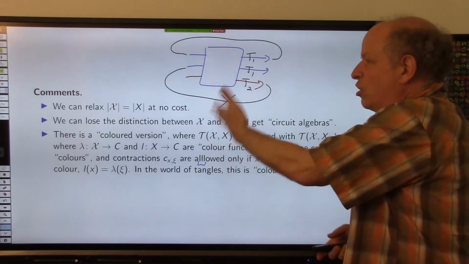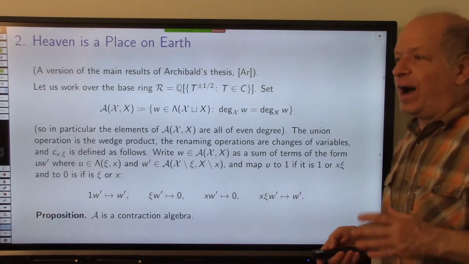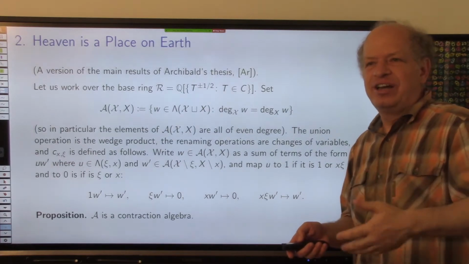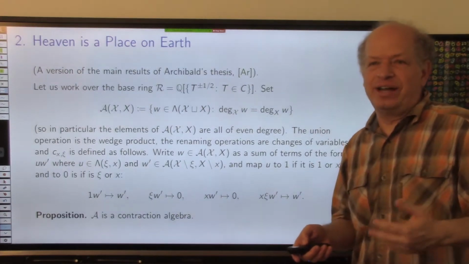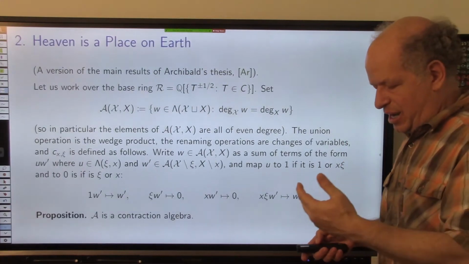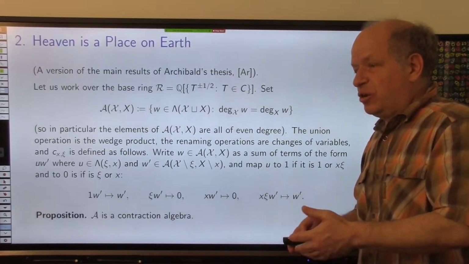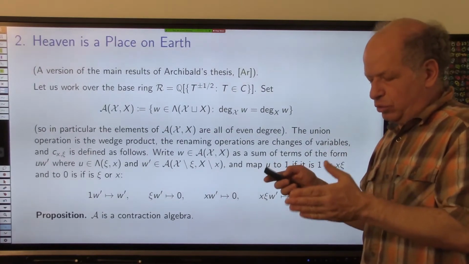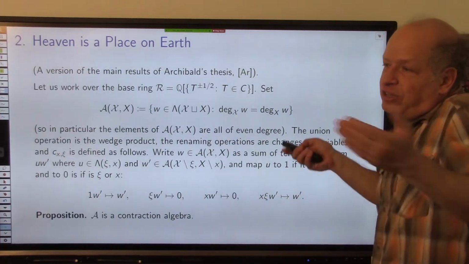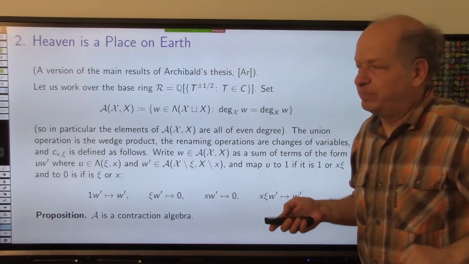So this will be a colored contraction algebra. Good. So I claim that we can achieve this heaven for the Alexander polynomial. So I have, for the multivariable Alexander polynomial, a contraction algebra which, when restricted to knots or links, namely to tangles with no inputs and outputs, computes the Alexander polynomial, and yet works in full generality, so you can use it to prove skein relations, for example.